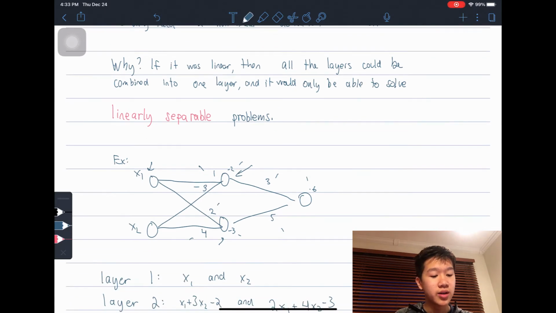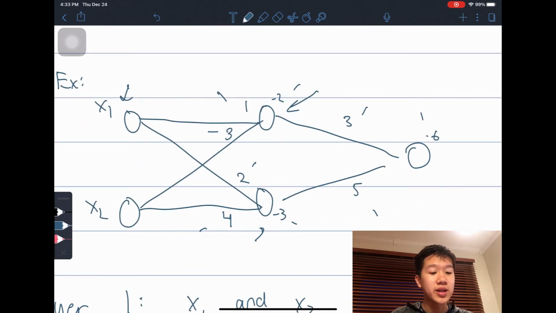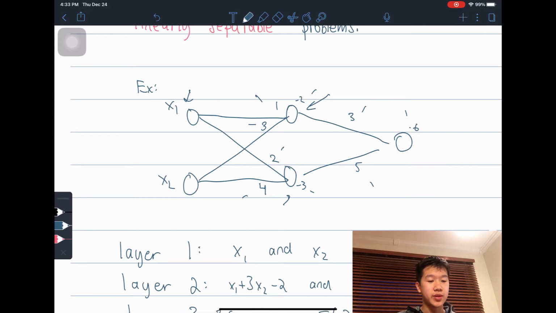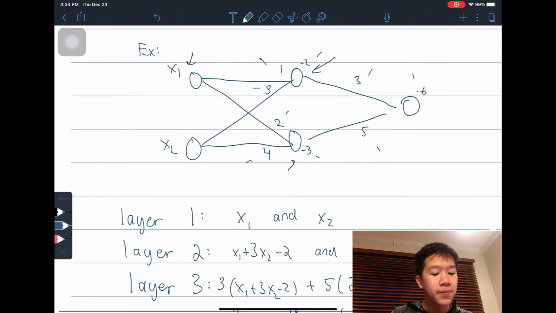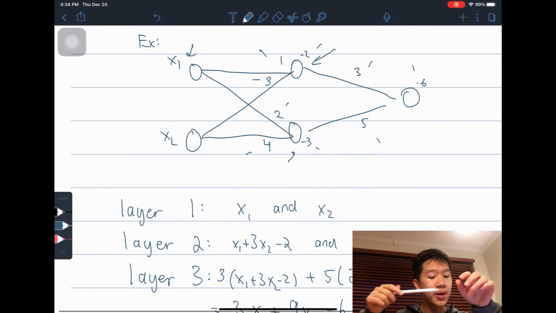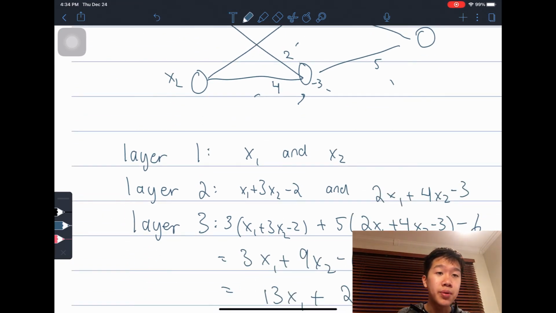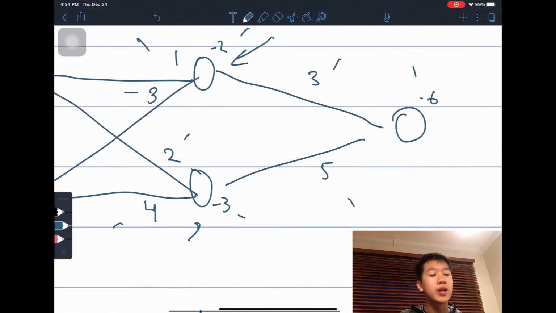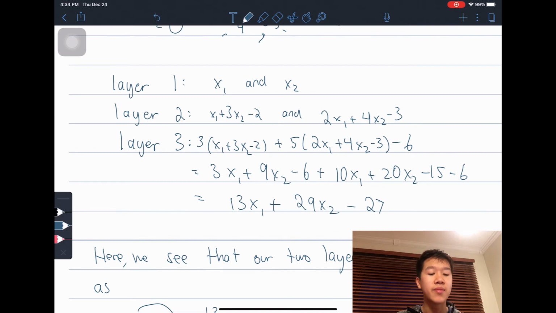So, how does it work? When you have linearly separable problems, you know that they can be expressed by linear expressions. For example, let's say I have this neural network composed of multiple linear layers. At layer 1, I just have x1 and x2. At layer 2, I have x1 plus 3x2 minus 2, and then 2x1 plus 4x2 minus 3. This is basically taking the weight, multiplying it by its input, for both of these inputs, and then adding the bias. Then for layer 3, we take the inputs from layer 2 and apply the weights. So times 3, then times 5, and then minus 6. So this gives us 3 times (x1 plus 3x2 minus 2), and so on and so on.